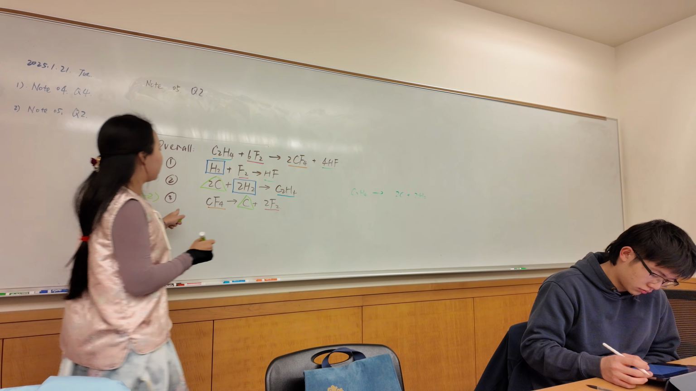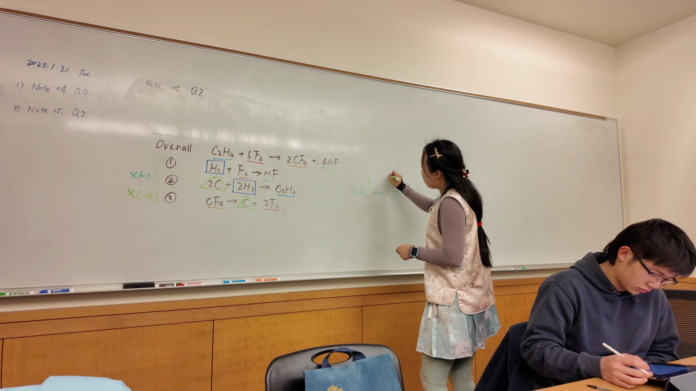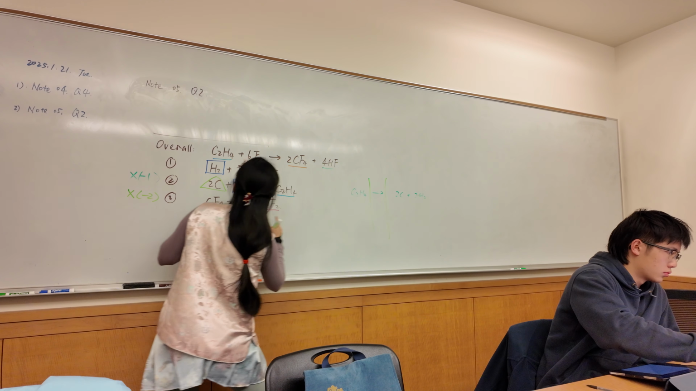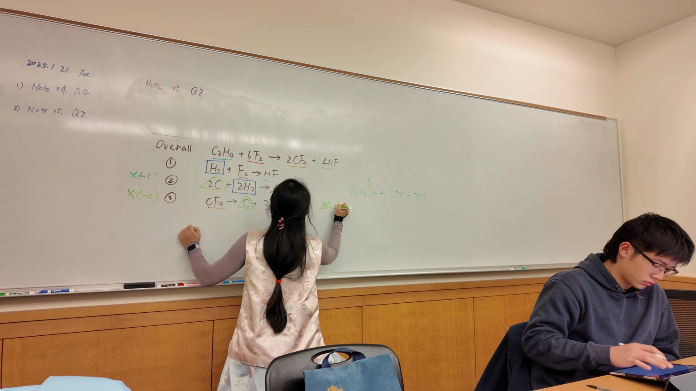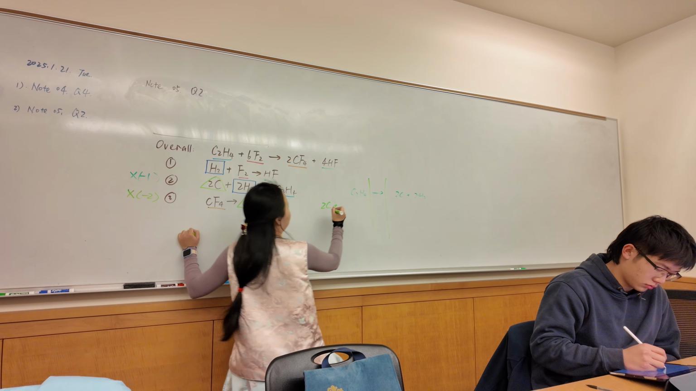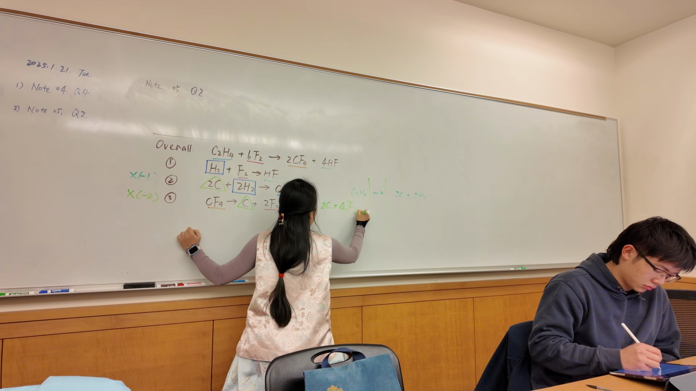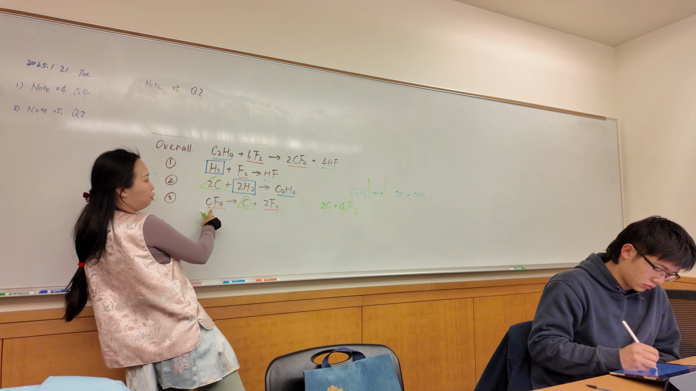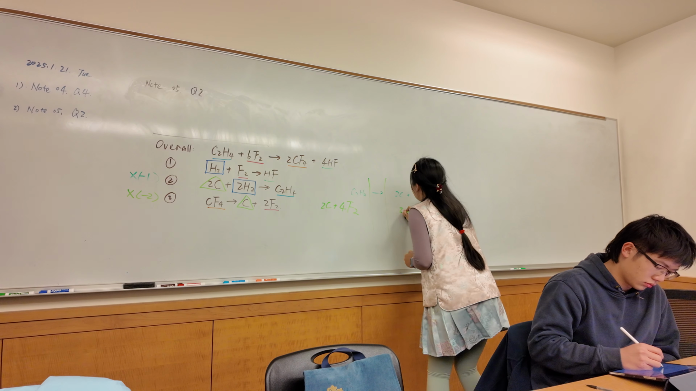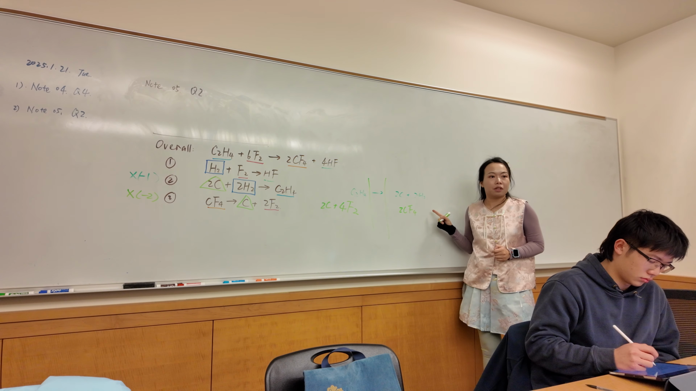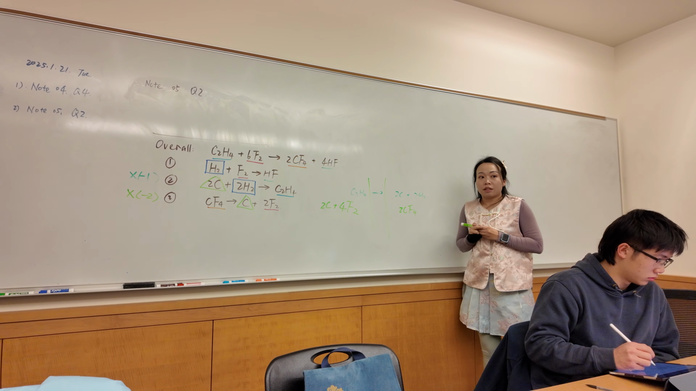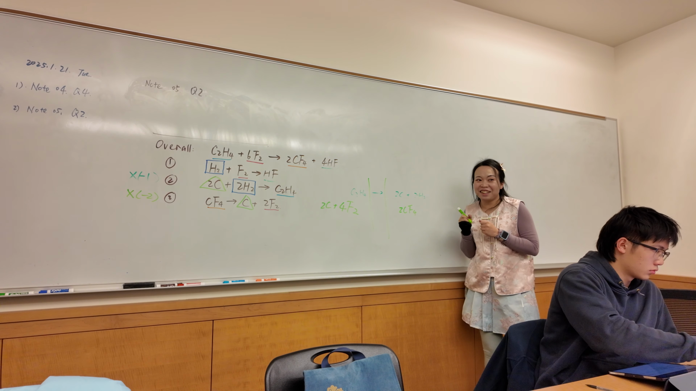Okay, so we'll write this one. Just like before, we're adding them up. So 2C on this side and 4F2. This one becomes 2CF4. Are we good with what we did? Yeah. Are you good? Mostly yes.